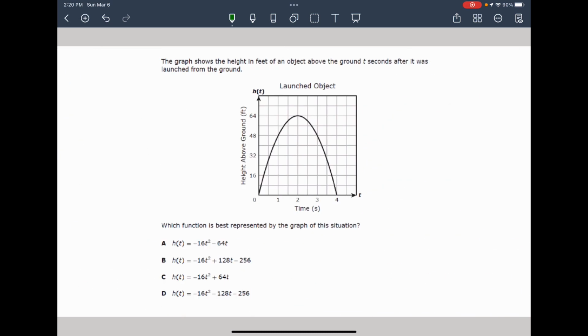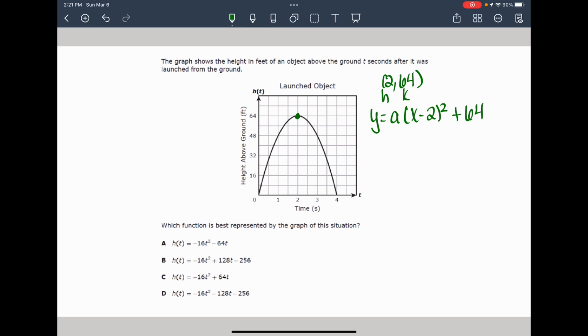So here it gives me an equation. It gives me a graph. It says that it shows the height in feet of an object above the ground t seconds after it was launched. So which equation represents the graph? So what we do is we start off with a vertex. So the vertex is at (2, 64). So that's my h and k values. So I go to y equals a times (x minus 2) squared plus 64.